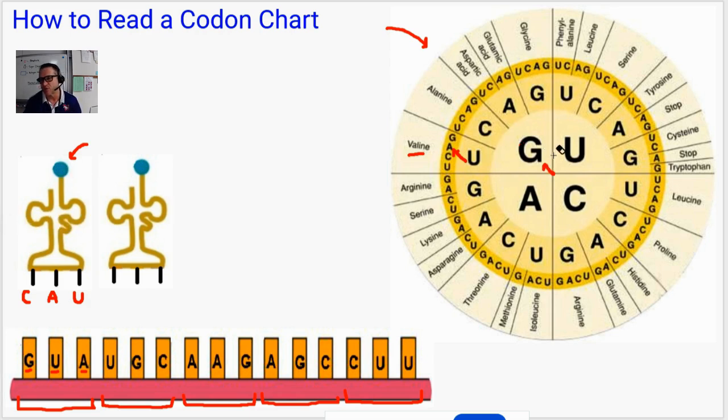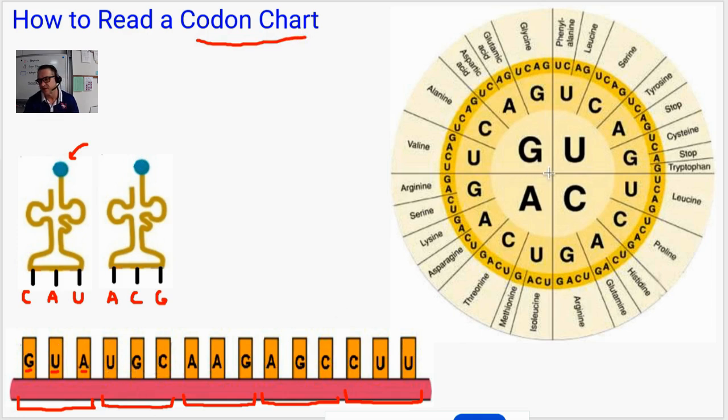Let me try another one. Now I'm going to let you try a couple. All right, so the next one is, the codon is UGC. The anticodon would be A. U goes with A, G always goes with C, and C goes with G, always. All right, so now we're going to look at the codon. We don't look at the anti because it's a codon chart, not an anticodon chart.